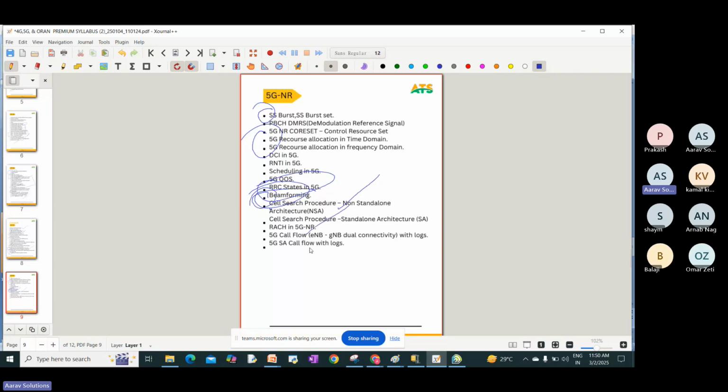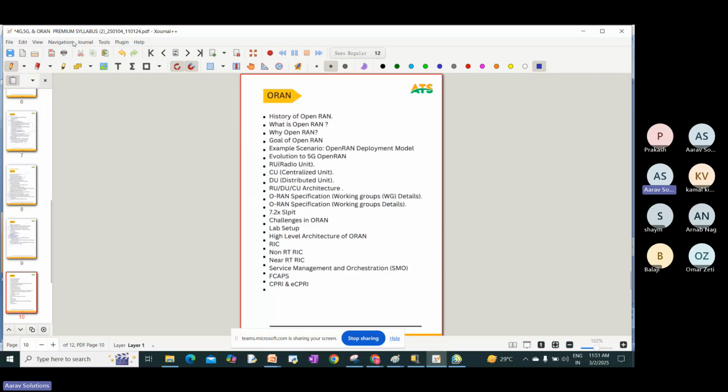Then we have the RACH process, which is also slightly different. Not the 4-step, but a new implementation we have in 5G, which is the 2-step RACH process. Those procedures also we will try to understand. Similarly, dual connectivity.